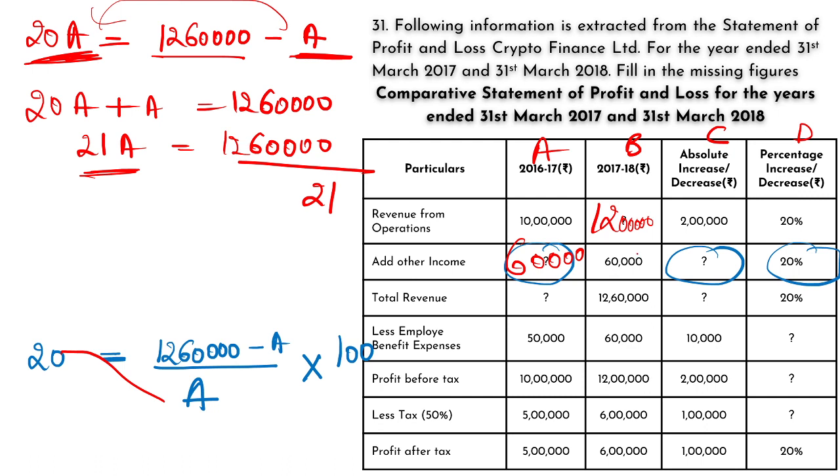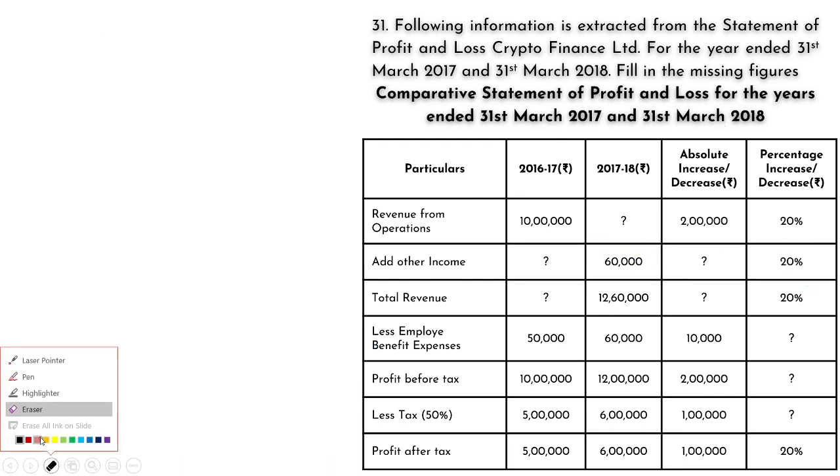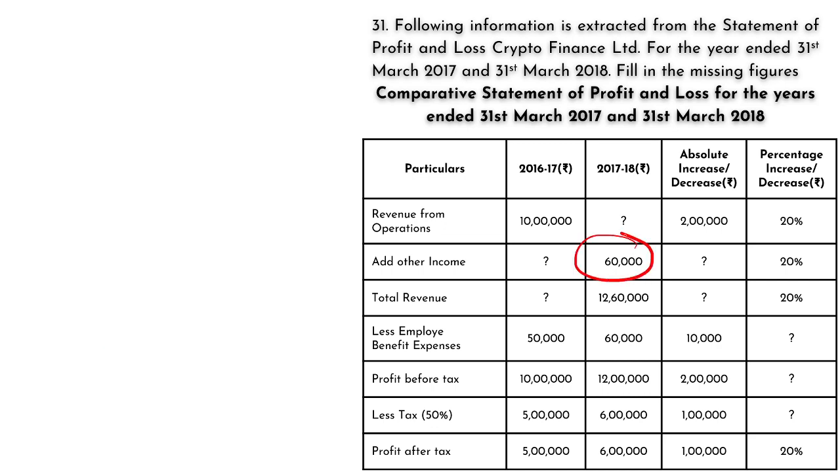So this is 60,000. Sorry. This is 60,000. I am writing 12,60,000. This is 60,000. So now 60,000 will be divided by 21. We have to do the whole question again because I have taken the wrong values.